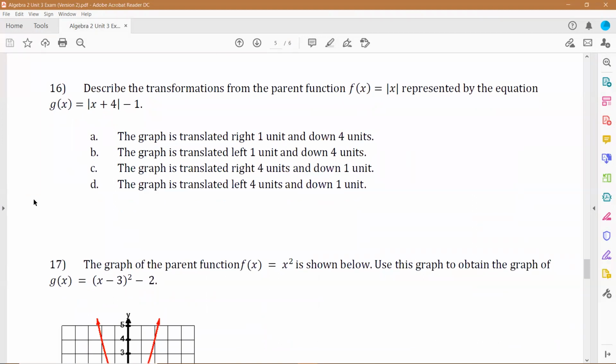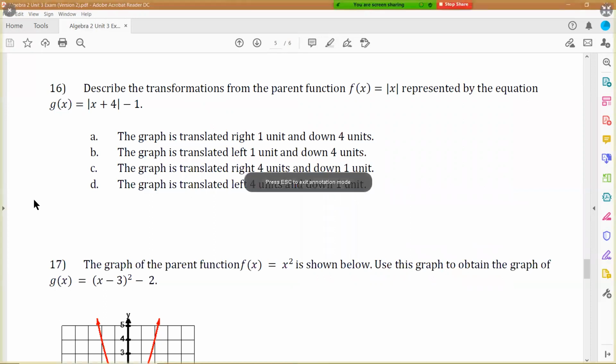Oh, also from yesterday. Question 16, we're going to describe the transformations from the parent function f of x equals the absolute value of x, represented by g of x, this equation down here. So you're going to tell me the two shifts that are being made by these two numbers. The number hanging out at the end is always the easiest because it keeps the sign. Does the number out at the end move you to the left and right or up and down? Who remembers?